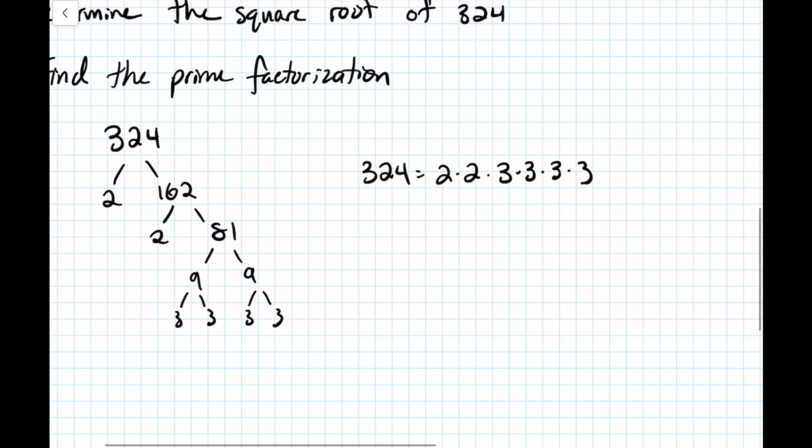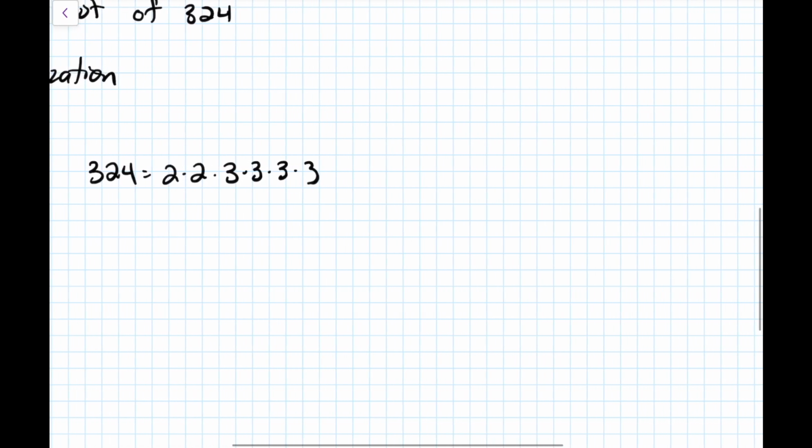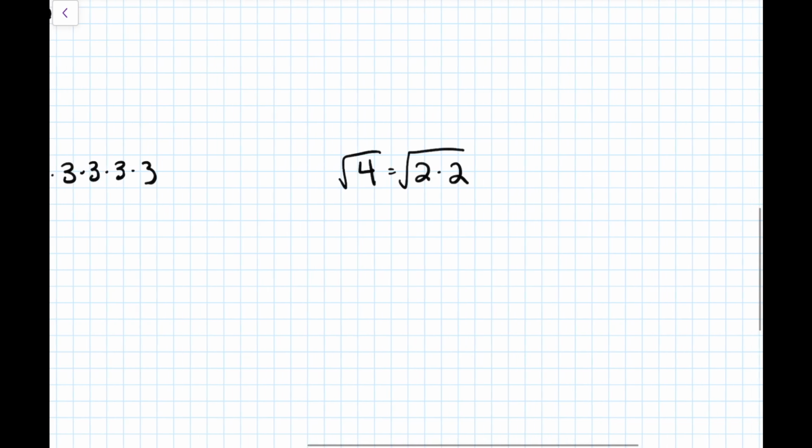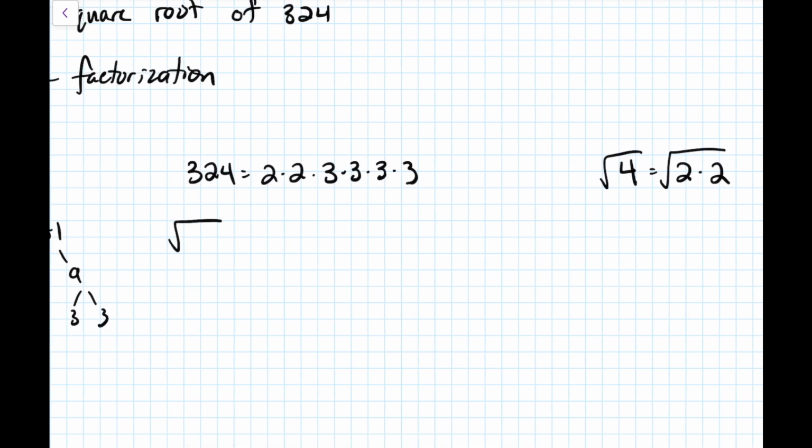So I'm going to pause that for a second and just swing over here. Something to keep in mind: if we say a number breaks down into a couple things, so 4 is 2 times 2, for example, that means the square root of that number is also the square root of those factors, because 4 and 2 times 2 are equivalent. So if we come back over here, that means the square root of 324 is the square root of all of those factors. So 2 times 2 times 3 times 3 times 3 times 3.